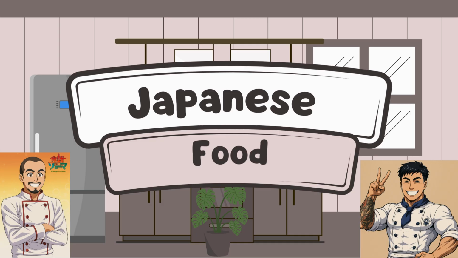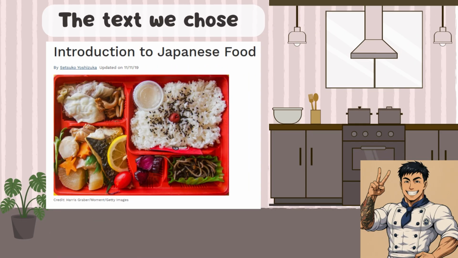Today we are going to analyze a specific text and how you should analyze this type of text. Okay, so to kick off our analysis and tutorial on how to analyze a text, first we have to mention that we picked a text about Japanese cuisine. This specific text is entitled Introduction to Japanese Food by Setsuko Yoshizu.